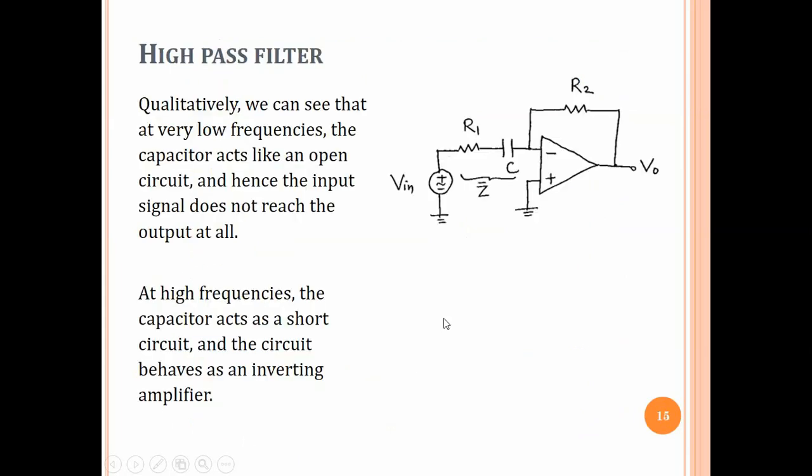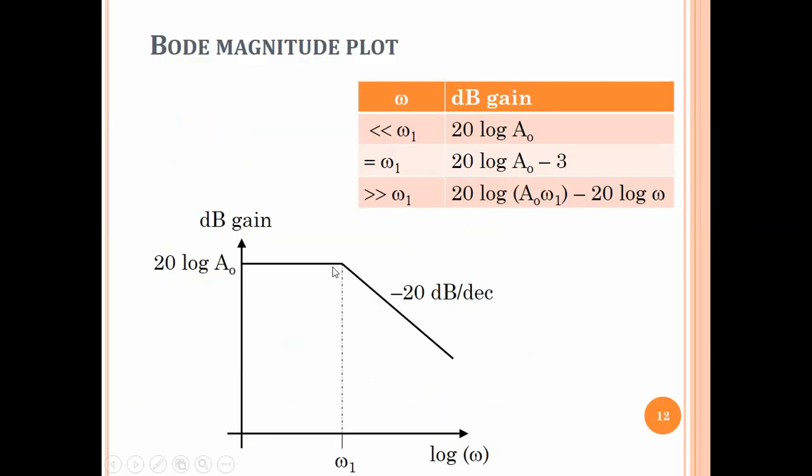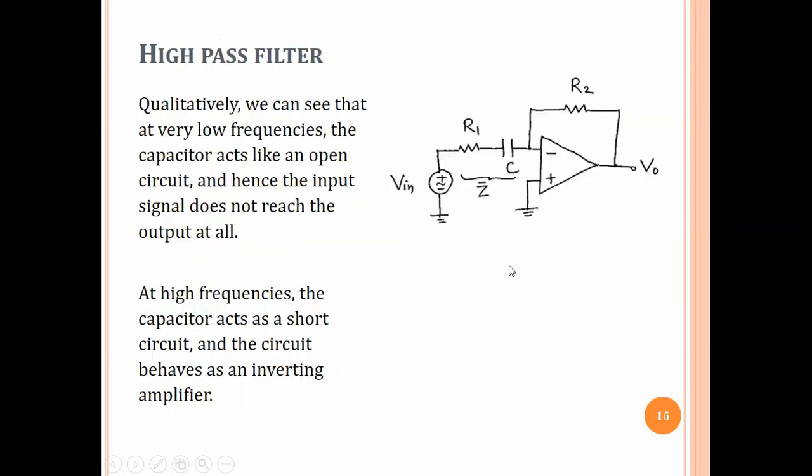All right, now let's look at the other circuit, the high pass filter. So this was a low pass filter. It allowed low frequencies to pass through. Now how do we build a high pass filter? For a high pass filter, we put the capacitor here rather than here. We put it here. So first let us look at this qualitatively.